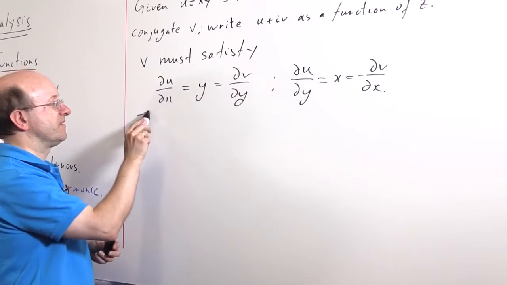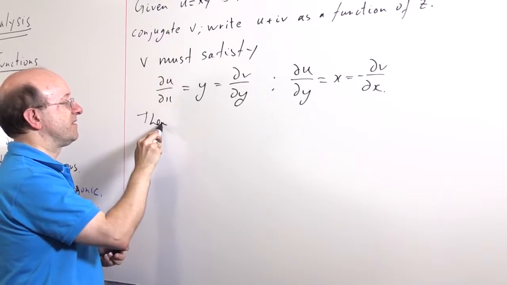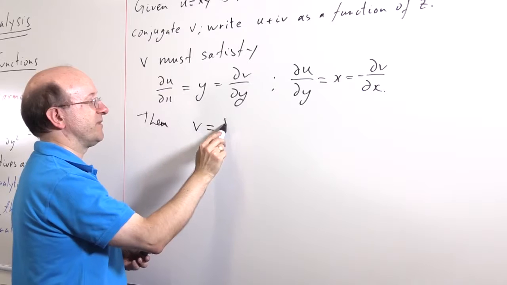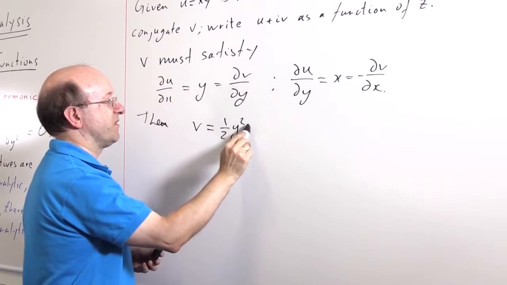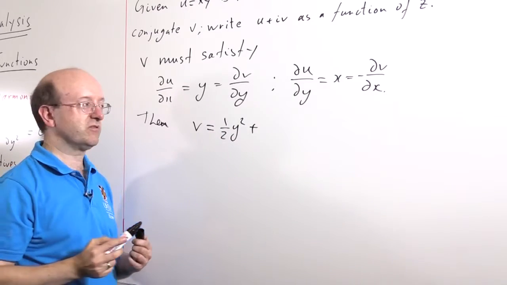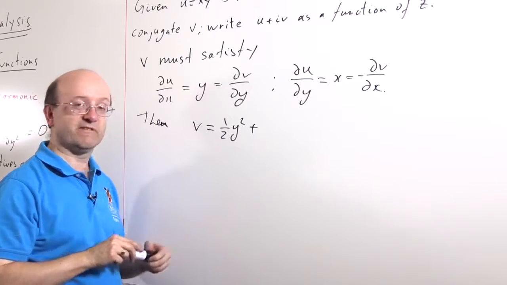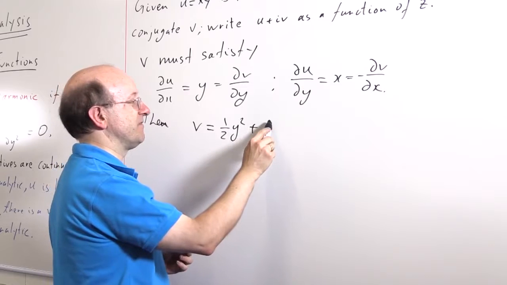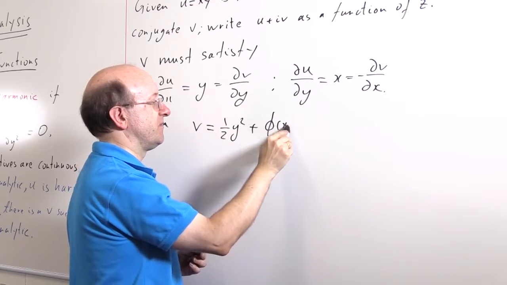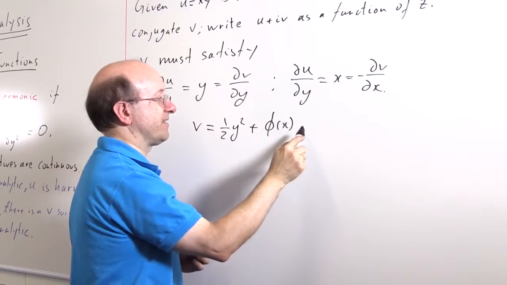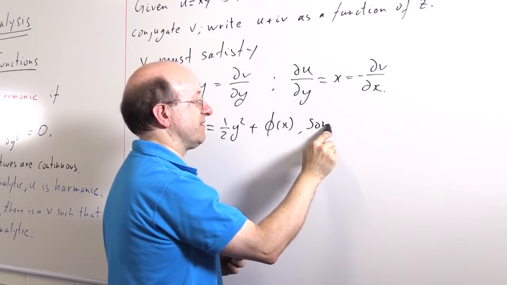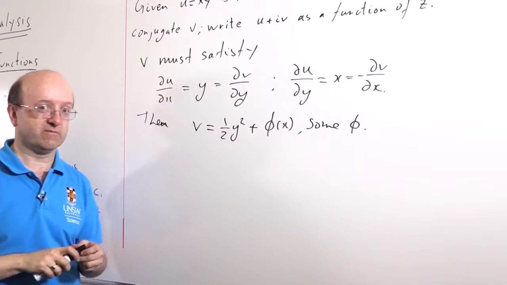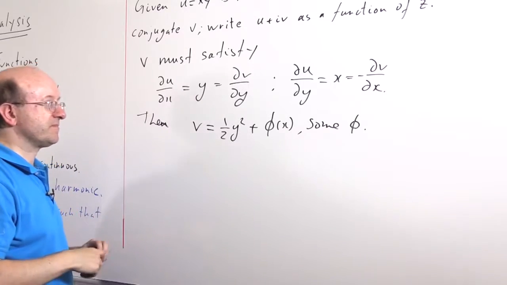Then v will integrate y with respect to y, and we get 1/2 y squared plus the arbitrary constant. Remember, solving a differential equation, you cannot forget the arbitrary constants. In this case, it's actually an arbitrary function, phi, but it's a function purely of x. And my advice to you is to write that dependence down. I'll explain that in a minute.